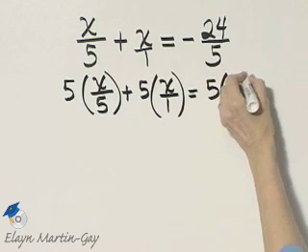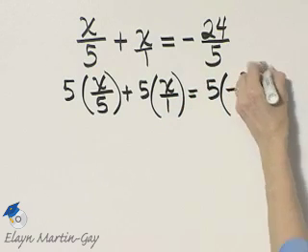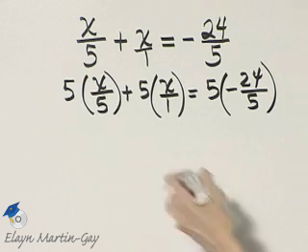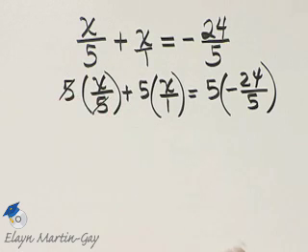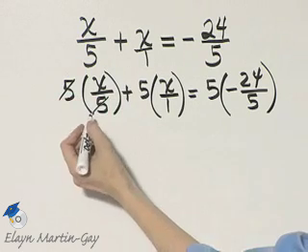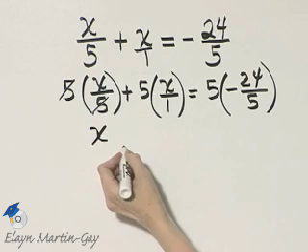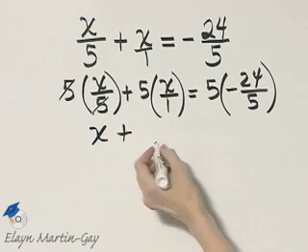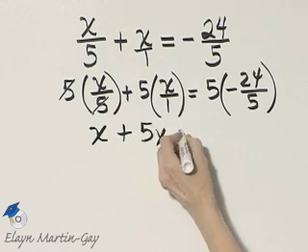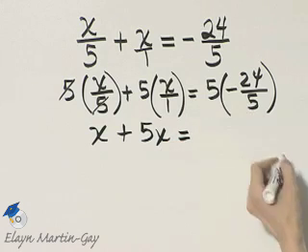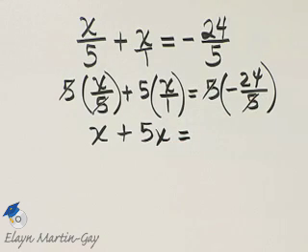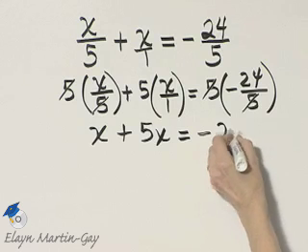And that's 5 times negative 24 over 5. And now let's see what happens. Notice these 5's divide out, and I have 1 times x, or simply x, plus, here I have 5 times x, so that's 5x, is equal to, and here the 5's divide out, and I have negative 24.